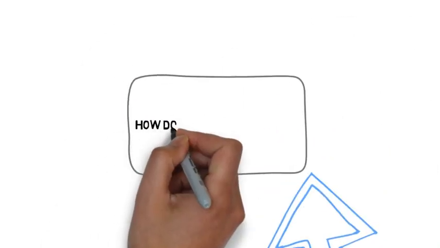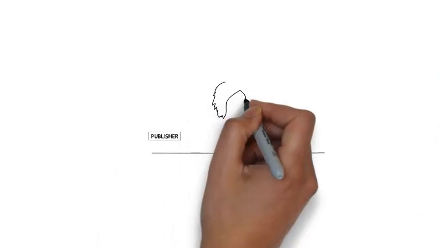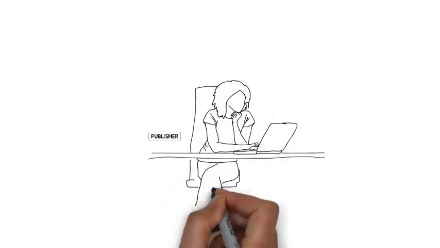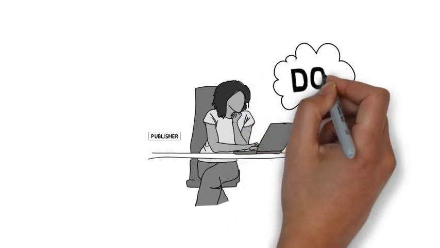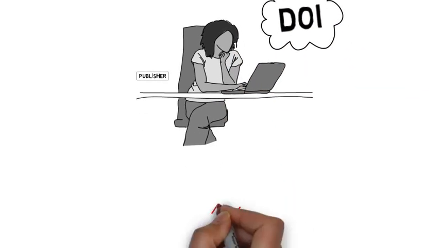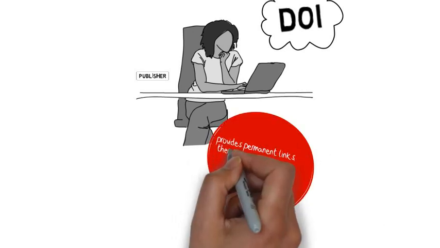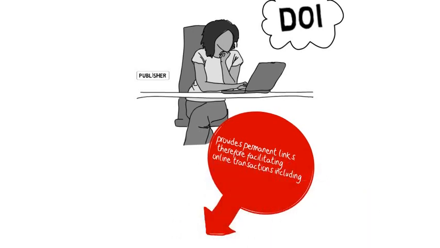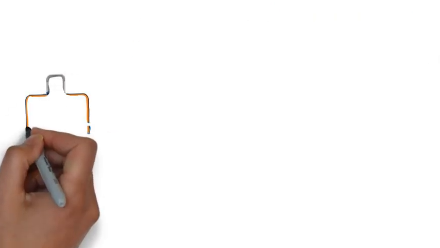So, how do publishers use them? The publisher assigns a DOI when an article is published and made available electronically. Publishers apply them to digital content published online, as well as to online reference physical content such as print books and other physical products. It uniquely identifies these objects and provides permanent links to the publisher and to any related services the publisher wants to enable, therefore facilitating online transactions of all kinds, including e-commerce, rights management, and digital distribution.